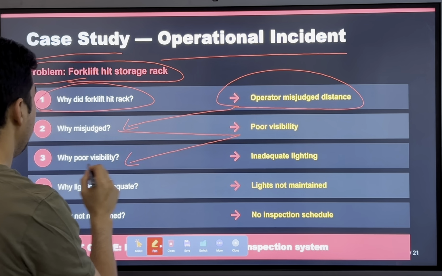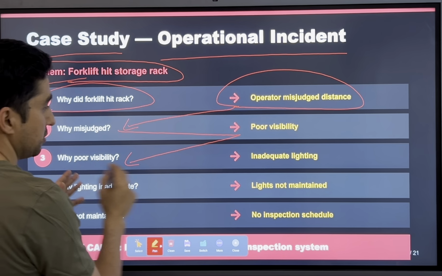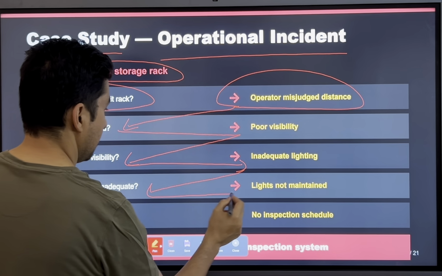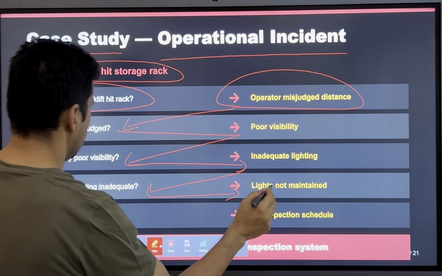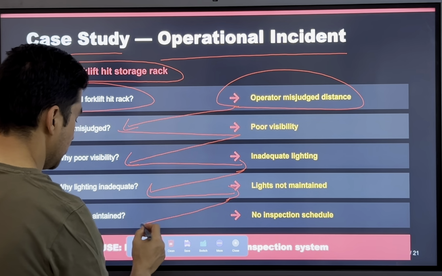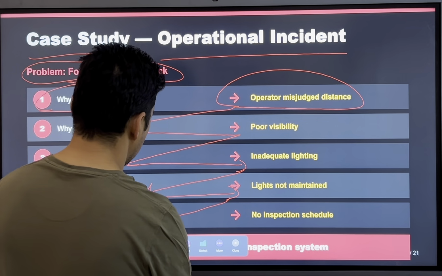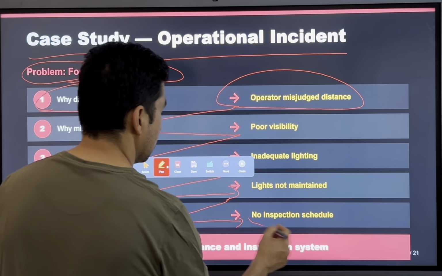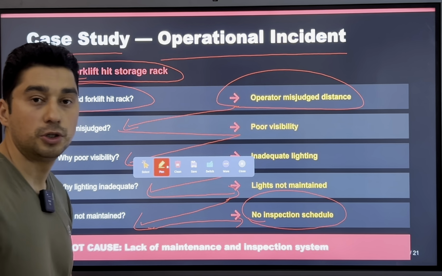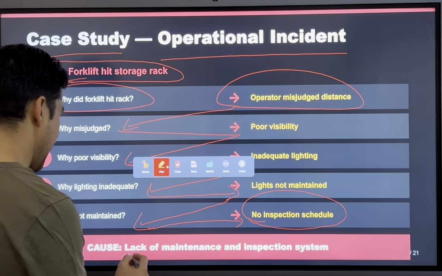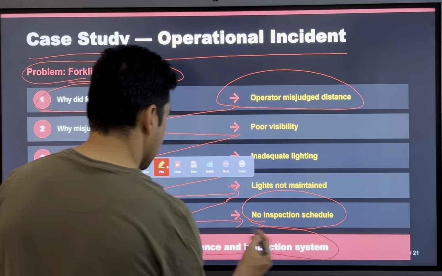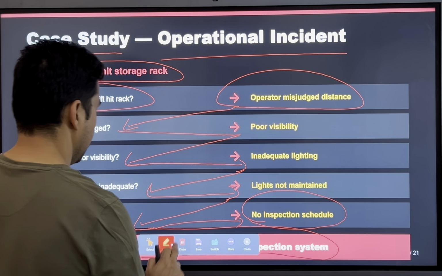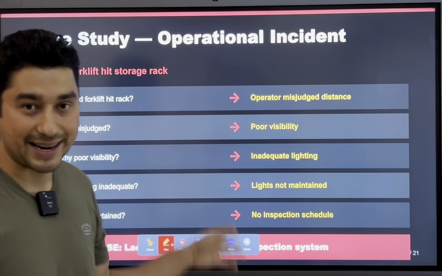Third why, why poor visibility? Because of inadequate lighting. Why inadequate lighting? Lights not maintained. This is the answer. Now the question is why were the lights not maintained? No inspection schedule. Here you got your real root cause: lack of a maintenance and inspection system for the lighting. So this is the second example.